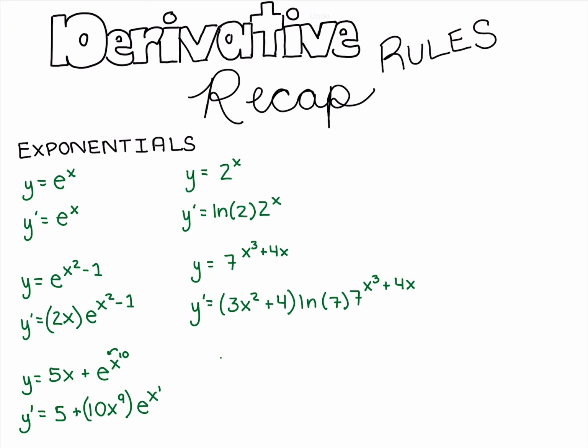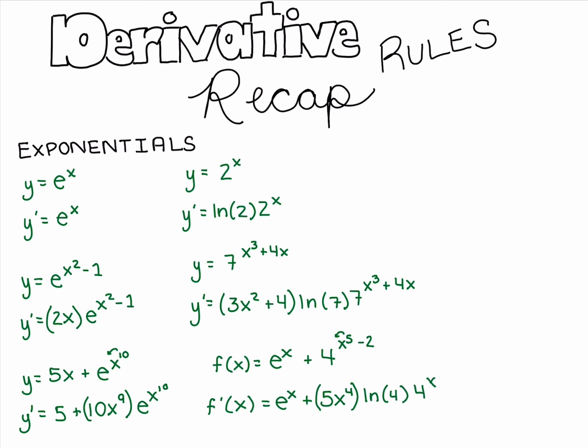If we had that with a different base, say we had f of x is maybe e to the x plus 4 to the x to the 5th minus 2. Well, the derivative of e to the x is just e to the x. Derivative of 4 to the x to the 5th minus 2, there's more than just an x in the power, so I'm going to take the derivative of the power. Derivative of x to the 5th is 5x to the 4th. Derivative of negative 2 is 0 because it's a constant. So we have the derivative of the power. We need ln of our base, and our base to the original power.